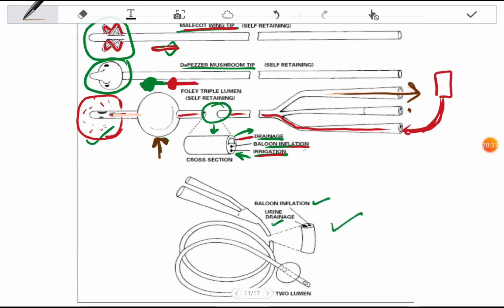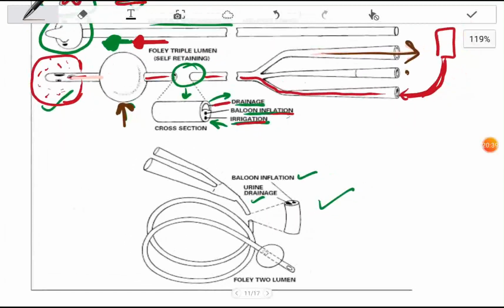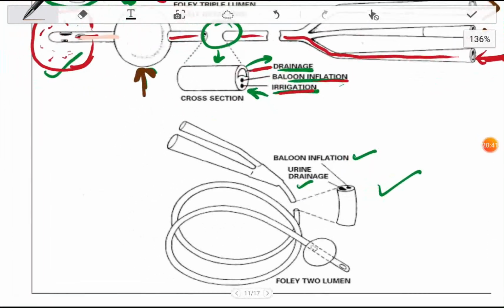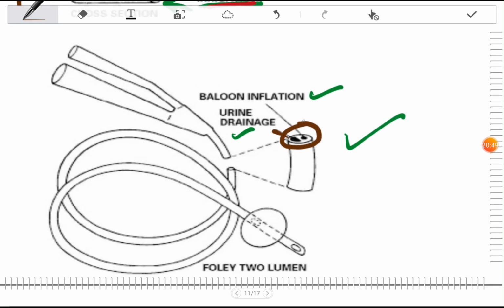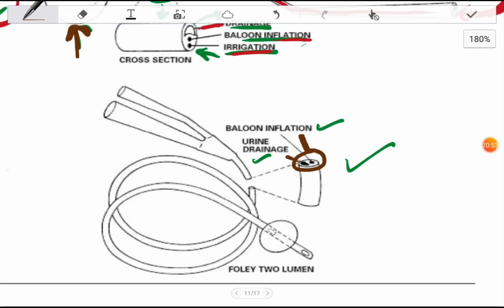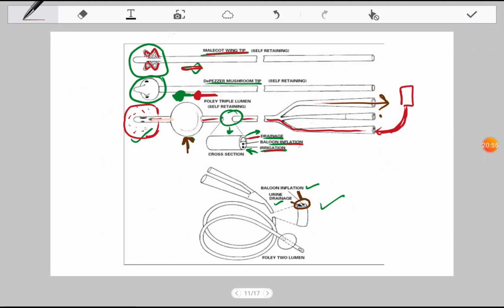Now there's also one more catheter, which is Foley's two lumen catheter. This one is the one. So it has only two lumens or two ports. One is for drainage and one is for inflation. One will inflate the balloon and one will drain the urine.